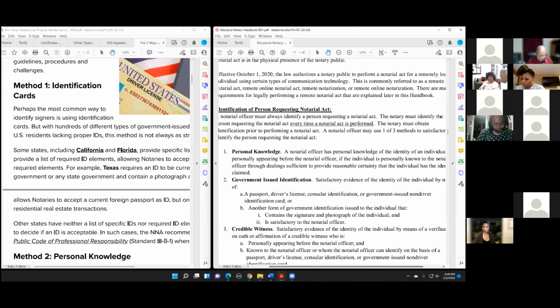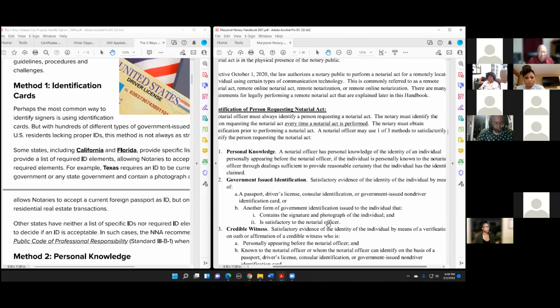And looking here at what the state of Maryland says, do you have any questions about the government issued identification?